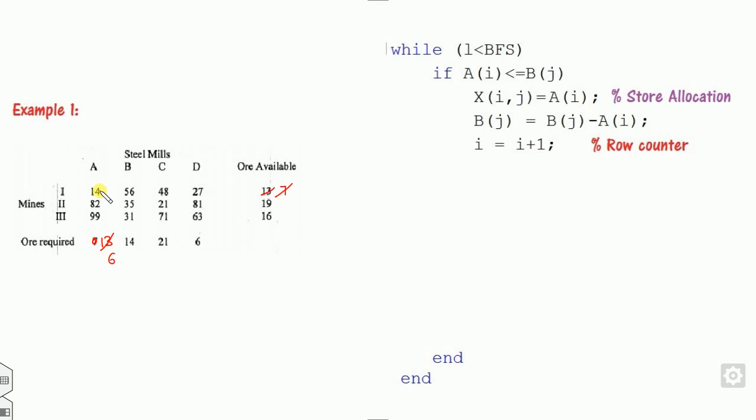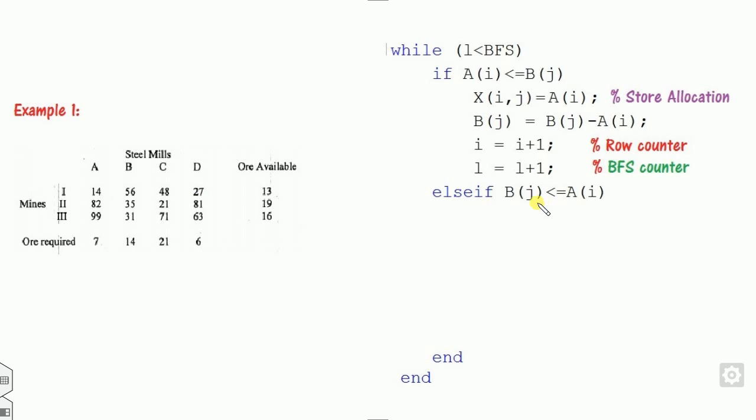So this is my position 7. Now the second one is 6 here. We will start from here, that is the second row. So we will update the row as this. And since we found one BFS, we will count the BFS as this. Otherwise, now look at this example, this case. In this example, which one is satisfied? A is greater than B. So this condition is satisfied. So what will happen?